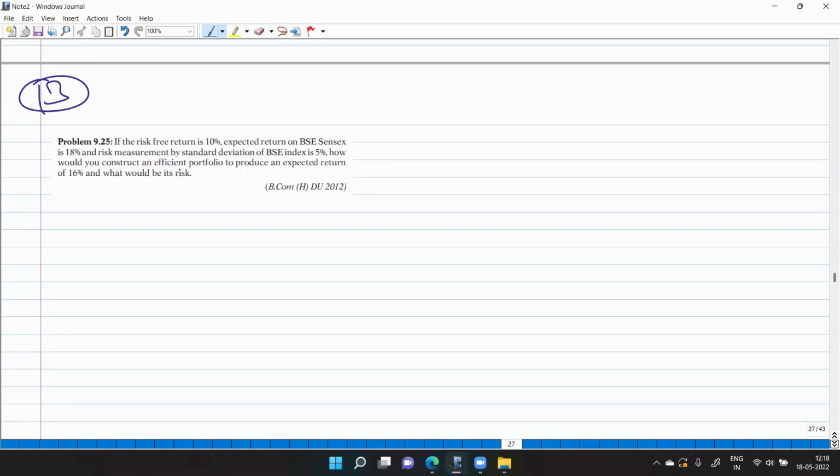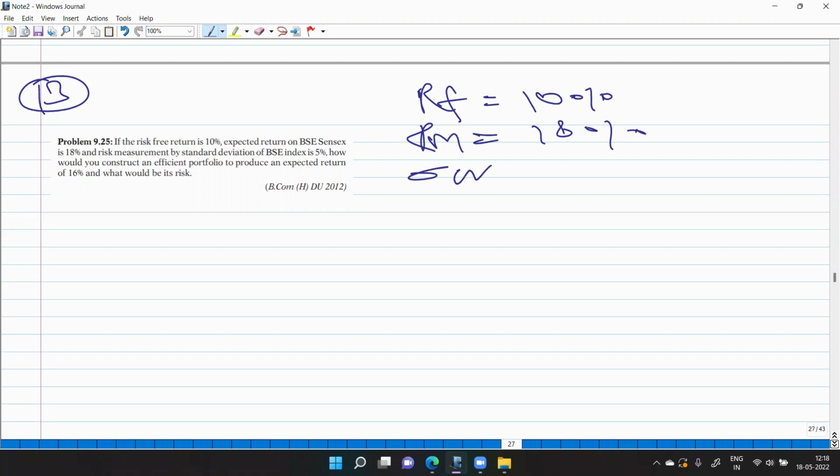Now let's solve the 13th question of the day, and I believe this would be my second last question for this particular video. Risk-free return is 10% and expected return on BSE Sensex, that is market return, is 18%. Risk measurement by the standard deviation of BSE is equal to 5%. How would you construct an efficient portfolio अगर तुम्हें return 16% चाहिए तो?